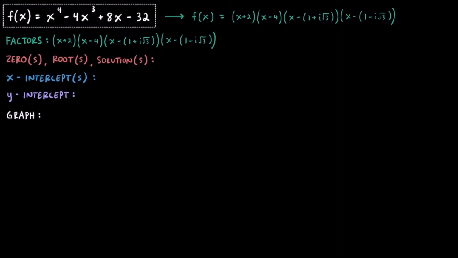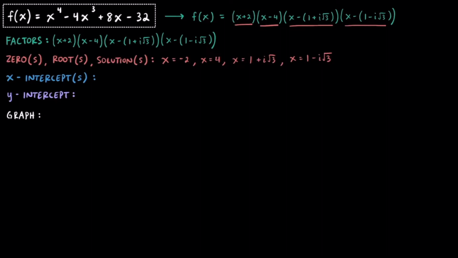Now that we know the factors, we can go ahead and write the zeros, aka the roots or the solutions. From each of our factors, we can see that our solutions are going to be negative 2, positive 4, 1 plus i root 3, and 1 minus i root 3. Two of these solutions are real, and two of them are complex.